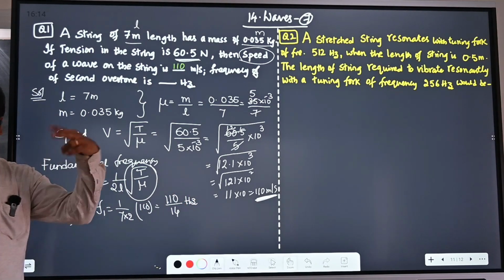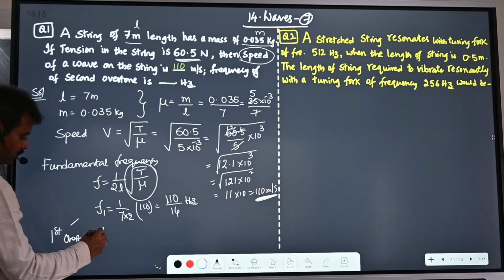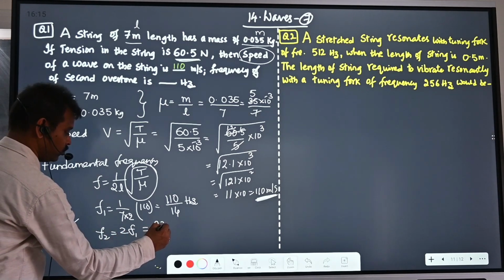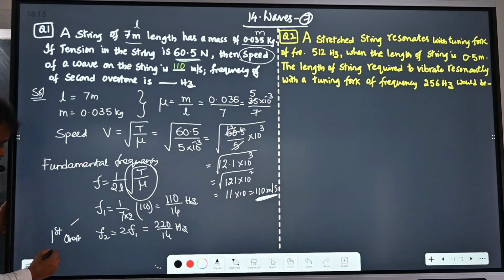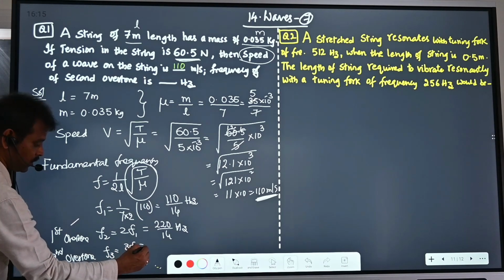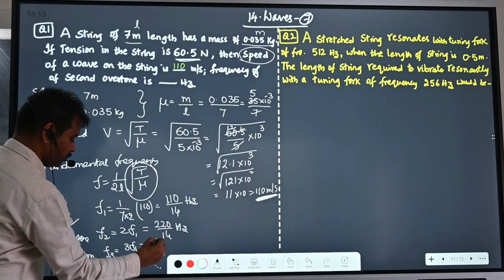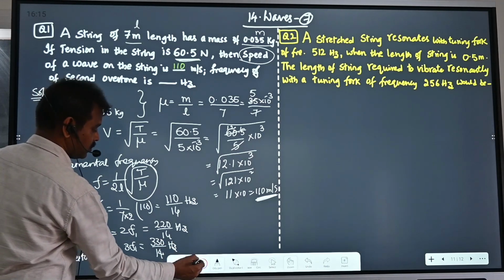I need the second overtone. So what is the first overtone? F2 is equal to 2F1. This is how much? 220 by 14 hertz. Now I need the second overtone. This is F3, which is equal to 3F1, because the ratio of the frequencies is 1:2:3. So this will become 330 by 14 hertz.